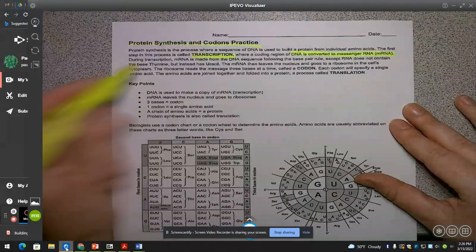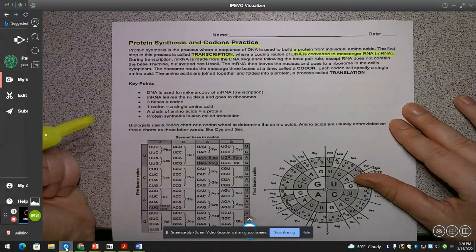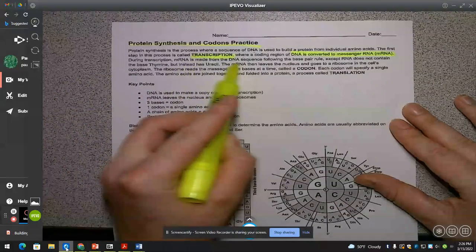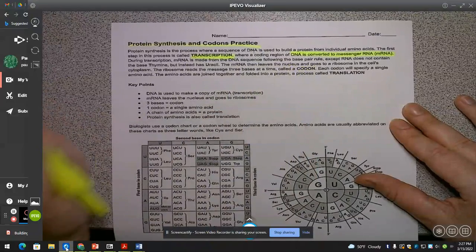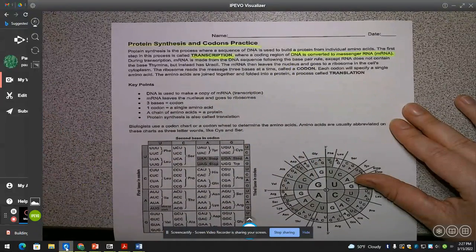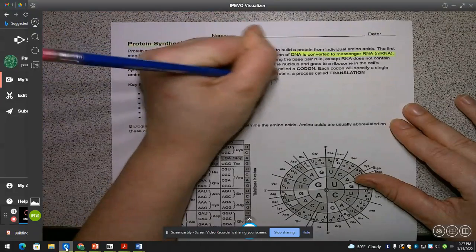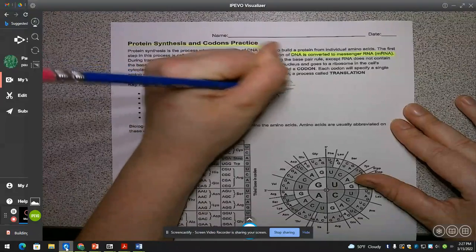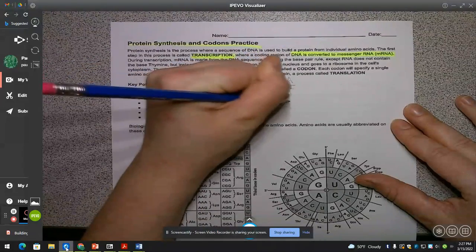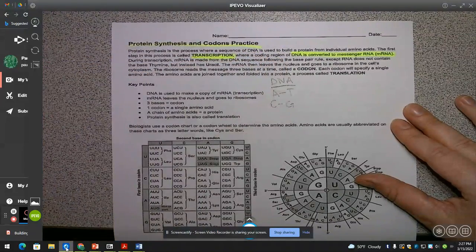So during transcription, mRNA or messenger RNA is made from DNA sequence following the base pair rules. So remember in DNA, our base pair rules were A and T. So let's make a little chart, DNA. Our base rules were A always paired with T and C always paired with G, or vice versa.